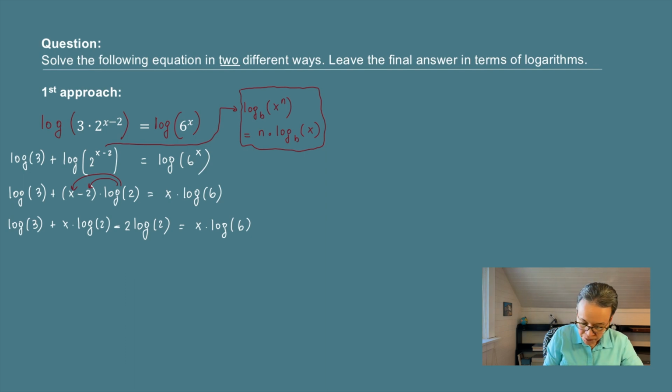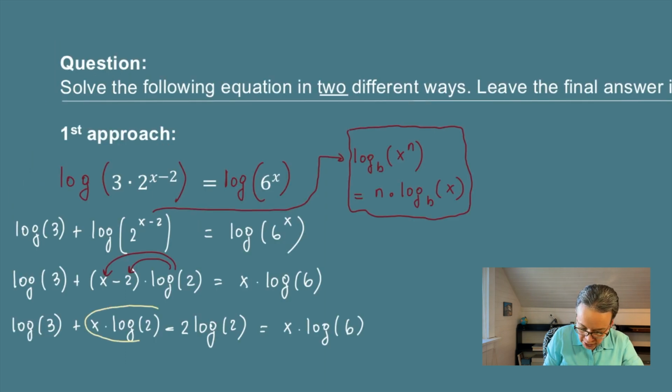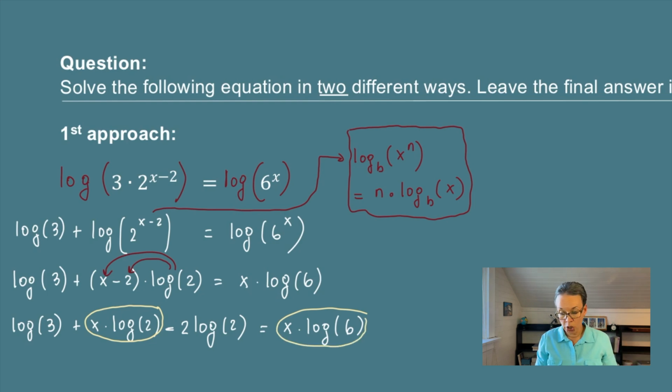For example, if I look at this one right here, this term and this one, those are like terms. Again, remember, log 2 and log 6 are coefficients, and they are coefficients of the variable x. So I can actually put them together on one side. I will take this one and move it over to the right. Or it's like saying that I will subtract this term on the left side and the right side.